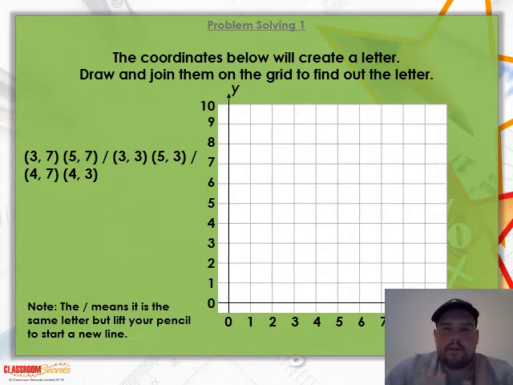Okay, problem solving. The coordinates below will create a letter. Draw and join them on the grid to find out the letter. Just get yourself a normal piece of paper, that's absolutely fine, if you don't have squared paper. Draw a grid, do some of your lines in the middle section so it looks like a bit of a graph, and then plot your points. See what letter it is.